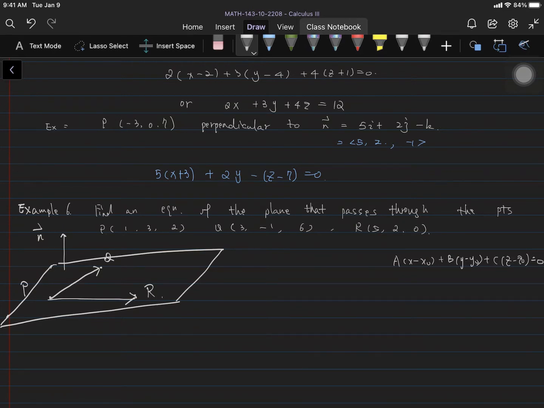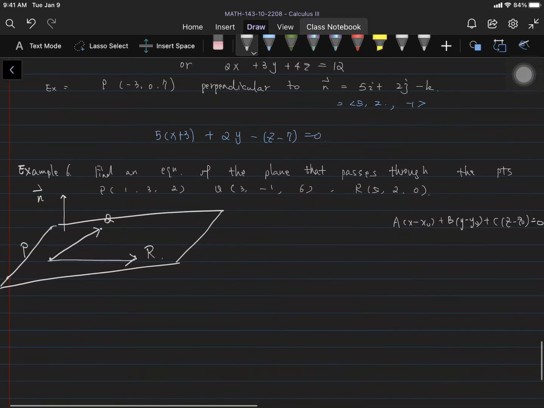So the best way is the cross product. The cross product of vectors u and v gives us the normal vector. So how do we find the normal vector? We just do the cross product of PQ and PR, and then we use any of the points P, Q, R. You can pick any one and write down the plane equation. Here's the idea of the problem. First step, we find the PQ and PR vectors.